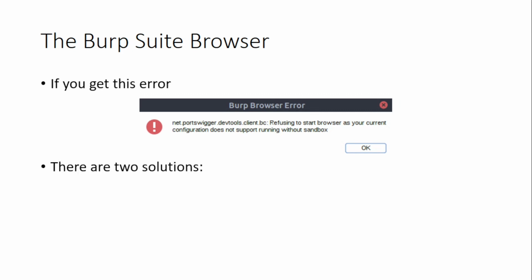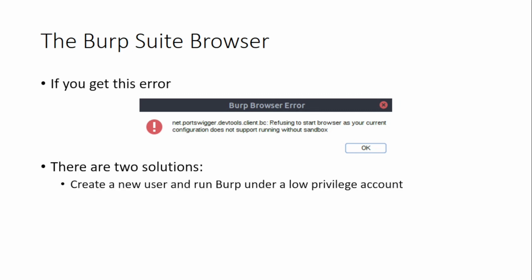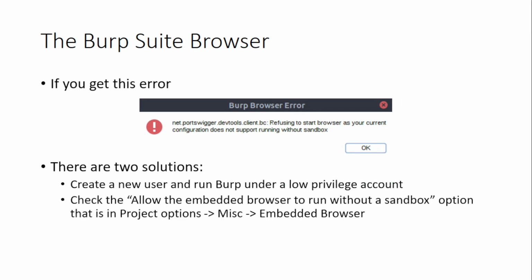So there are two solutions to this problem. Either create a new user and run Burp under a low privilege account, or check the option allow the embedded browser to run without a sandbox, which is in the project options, miscellaneous, embedded browser. So checking this option will allow the browser to start, but be aware that it is disabled by default for security reasons, because if we get compromised using the browser, then an attacker will have access to our entire machine.